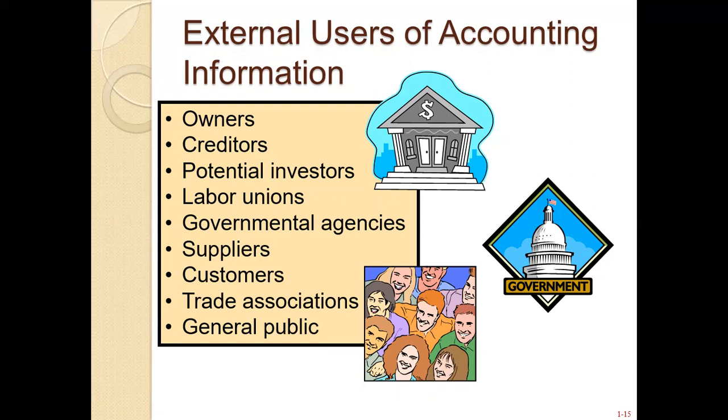Government agencies, again, are institutions like the IRS. We discussed this in previous slides: FBR, the Federal Board of Revenue. Fine, those are government agencies that want to see the accounting information. Similarly, suppliers, creditors, customers, trade associations, and the general public. These are the external users. They are easy to find, and they are interested in seeing the financial reports.